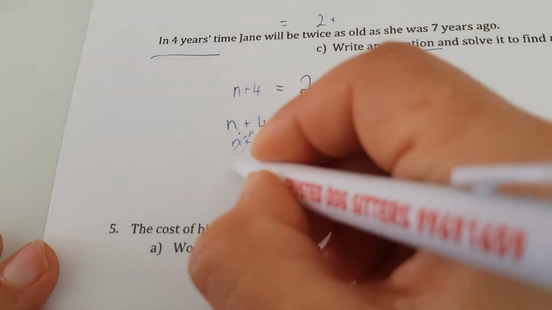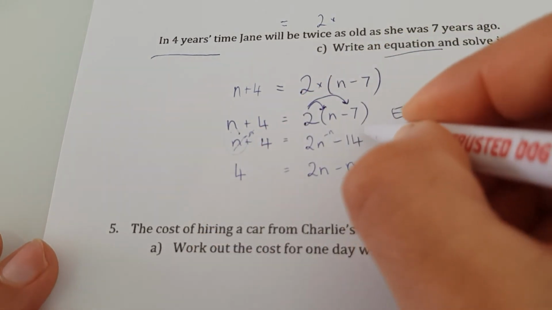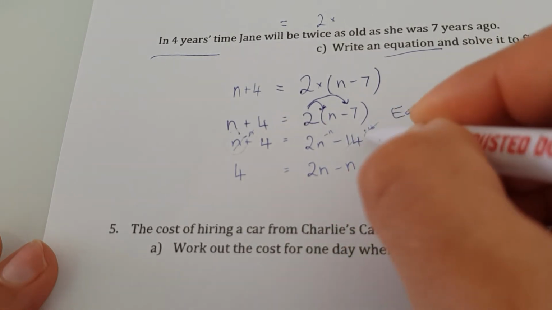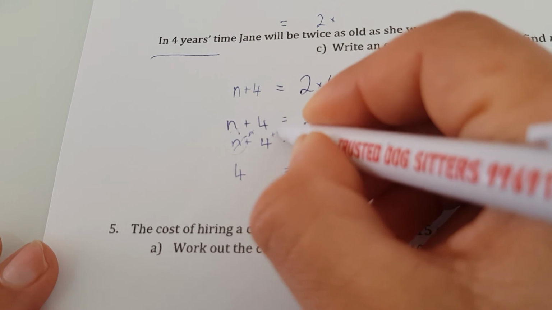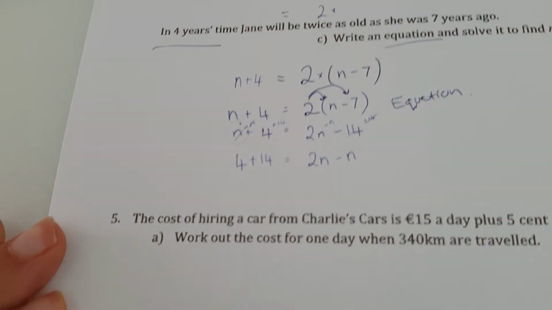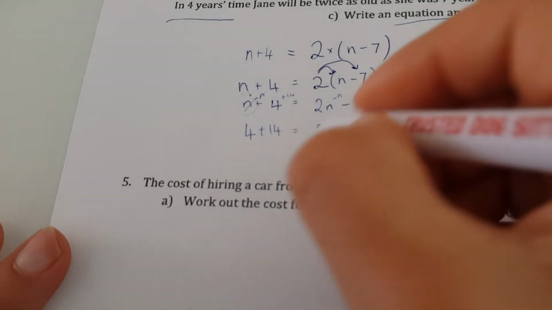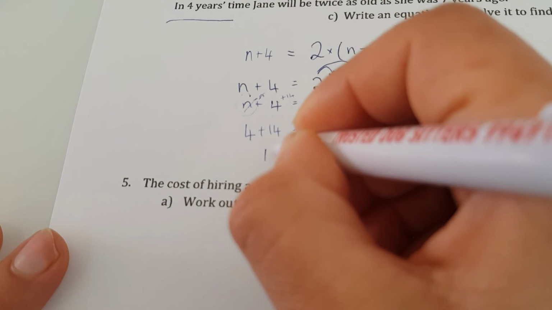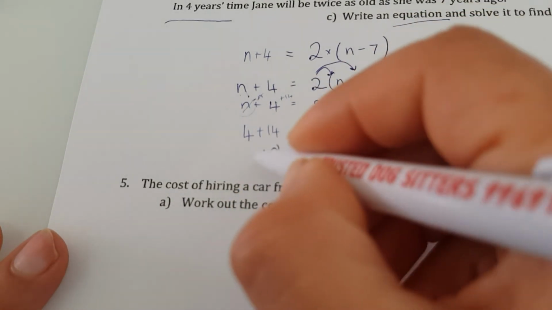Now I have a 4. Okay. Minus 14 will be positive 14 to be eliminated, and add 14 on that side. I need to do that on this side as well. Okay, 2n minus n is n. 14 plus 4 is 18.